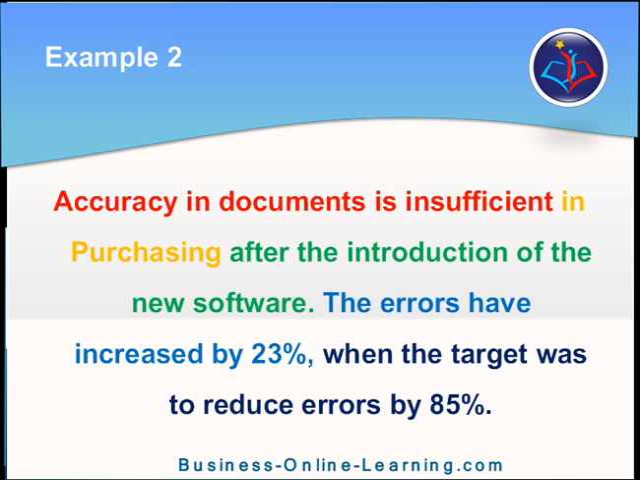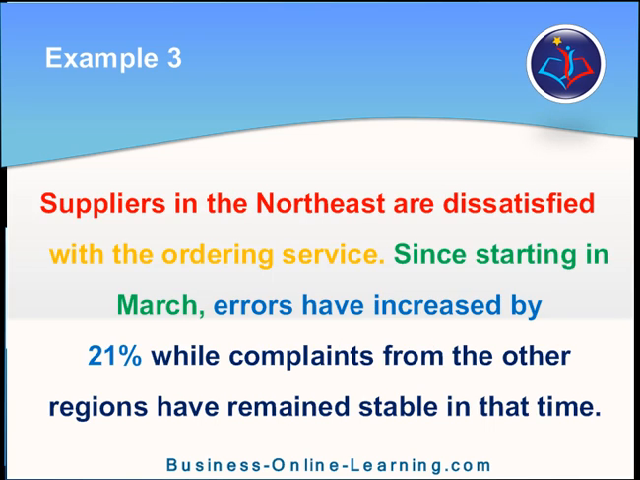Example number 2. What is the problem? The accuracy in our documents is insufficient. Where? In purchasing. When? After the introduction of the new software. How much? The errors have increased by 23%. How do we know this? The target was to reduce the errors by 85%. This is our problem statement.